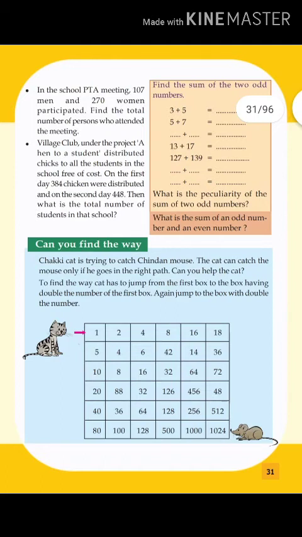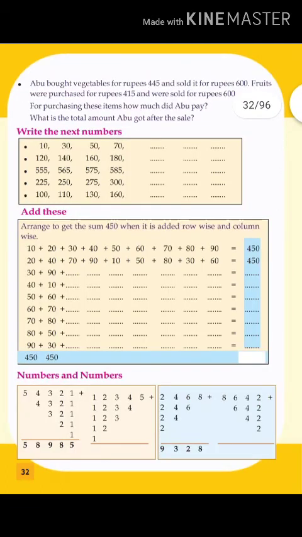Then next, page number 32. Abu bought vegetables for rupees 445 and sold them for rupees 600. Fruits were purchased for rupees 415 and were sold for rupees 600. For purchasing these items, how much did Abu pay? What is the total amount Abu got after the sale?